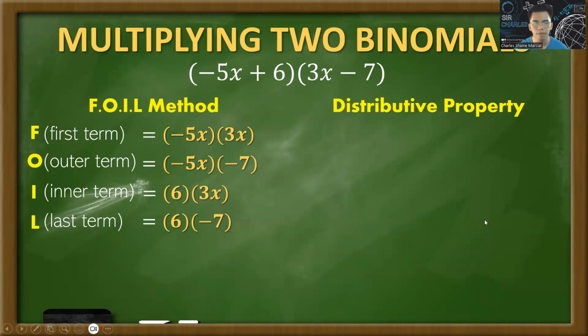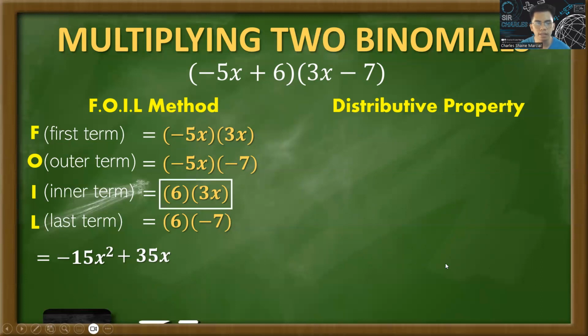Multiply negative 5 times 3, that is equal to 15x, and add the exponent 1 plus 1, the answer is negative 15x squared. Outer term, negative 5x times negative 7, just multiply negative 5 and negative 7. Since they are the same sign, ang gagawin natin is magiging positive na yung sign niya. Multiply 5 times 7 and the answer is positive 35x. Naging positive because they have same sign.